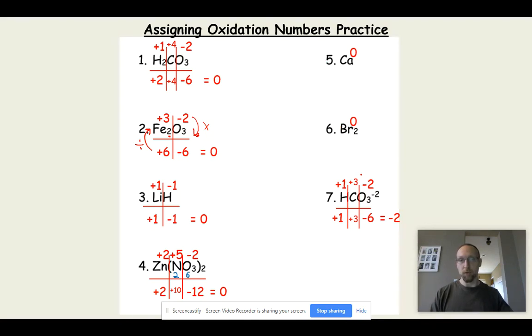Even though there's 2 bromines here, this is still considered an uncombined element. So it gets a 0. Put the 0 in right there and move on. You're done.